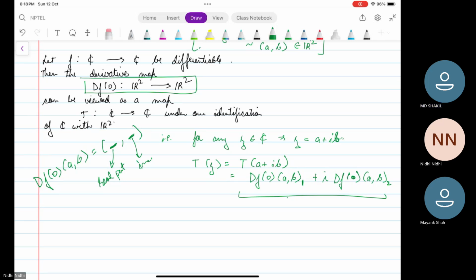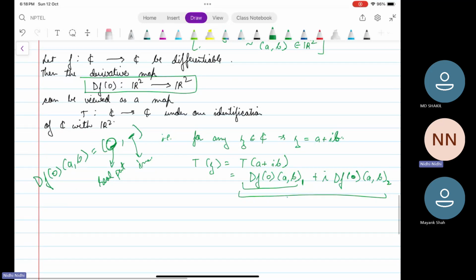Okay. So is the first component of df0(a,b) in R, not in R square? Yes, both these terms are real numbers, but our T(z) should be a complex number. Using this, suppose we have x comma y. This is x comma y, so I'm writing it as x plus iota y. Something of this form.